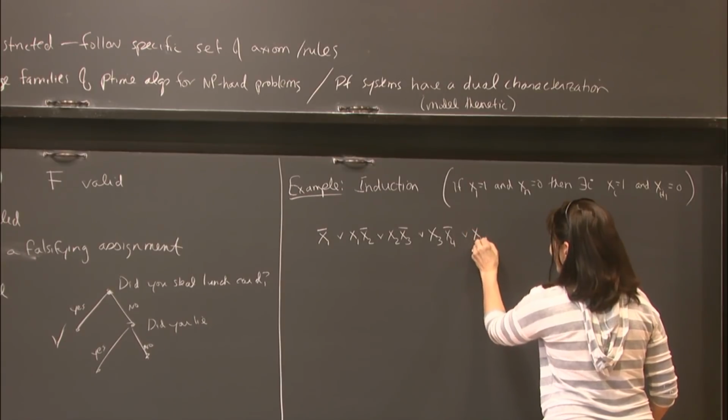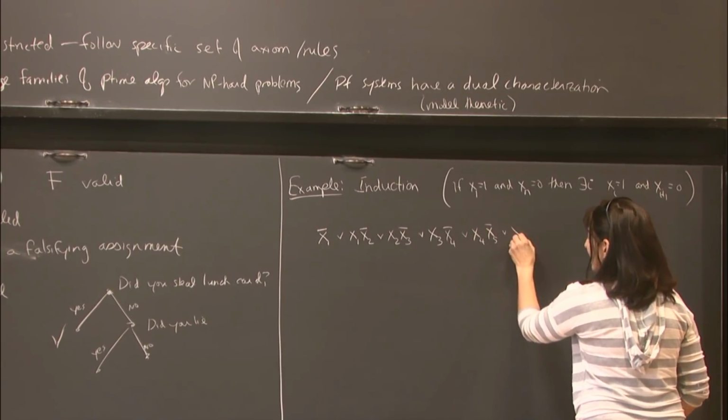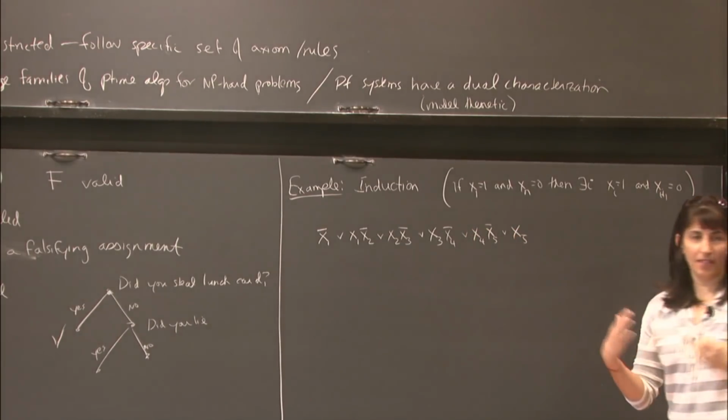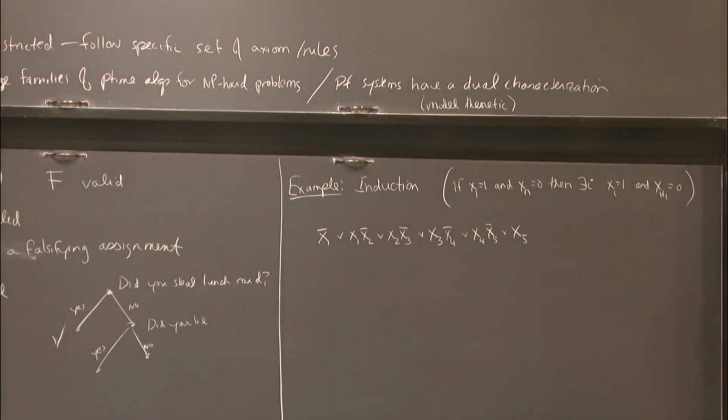I'll do a few more. So that's induction up to n equals 5. Okay? Okay, so it's valid. And so now we want to come up with a, sorry, I want to say one thing.